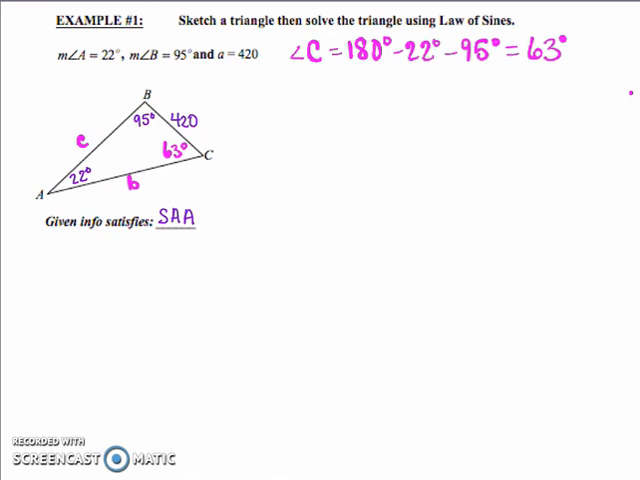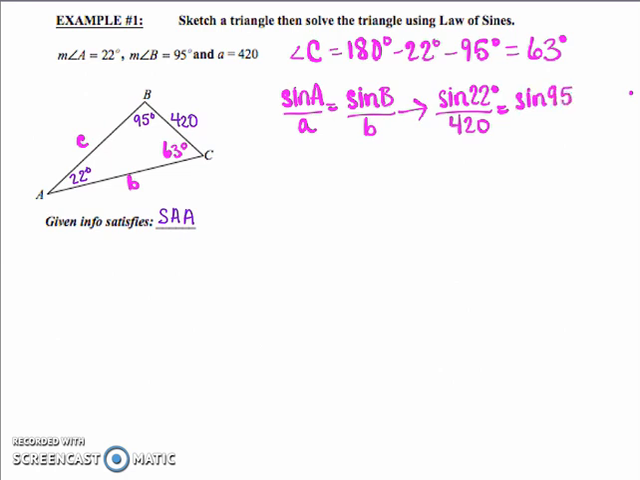Now that I've got that, I'm going to use the law of sines. The sine of angle A over side a is equal to the sine of angle B over side b. So my first equation, when I start plugging in numbers, is sine of 22 degrees divided by 420 is equal to sine of 95 degrees divided by b, because we're trying to find side b.